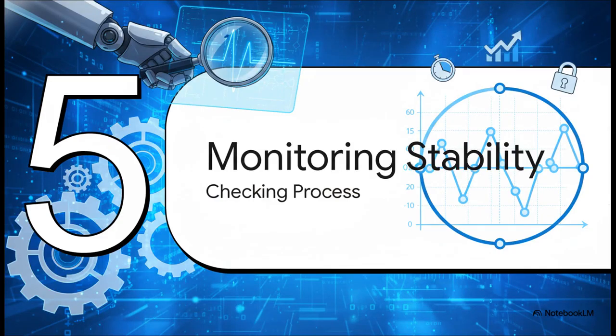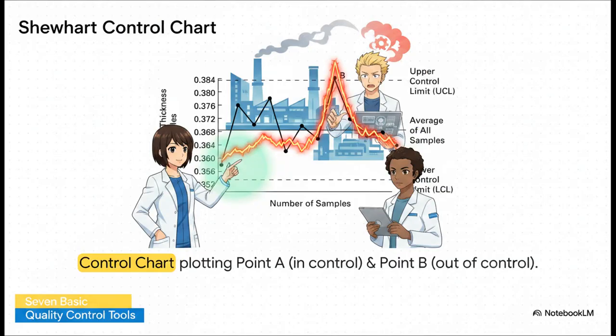Moving right into Section 5, monitoring process stability. This is all about keeping things in check. We've reached the final phase of our toolkit, and this is designed to ensure that once you actually fix a process, it stays fixed over time. This is our 7th and final tool, the Shewhart control chart.